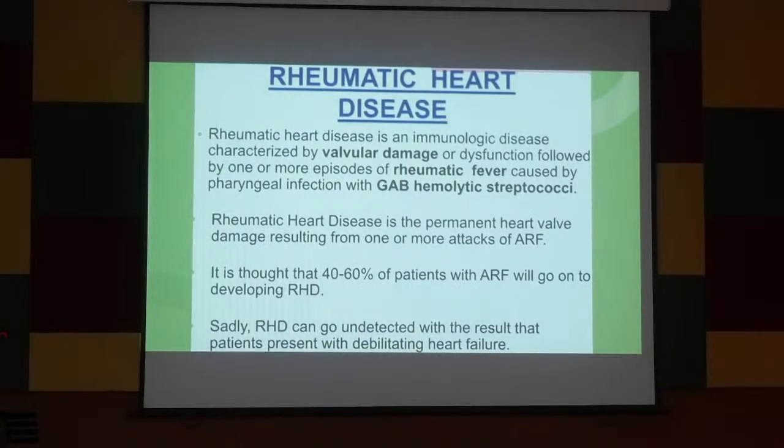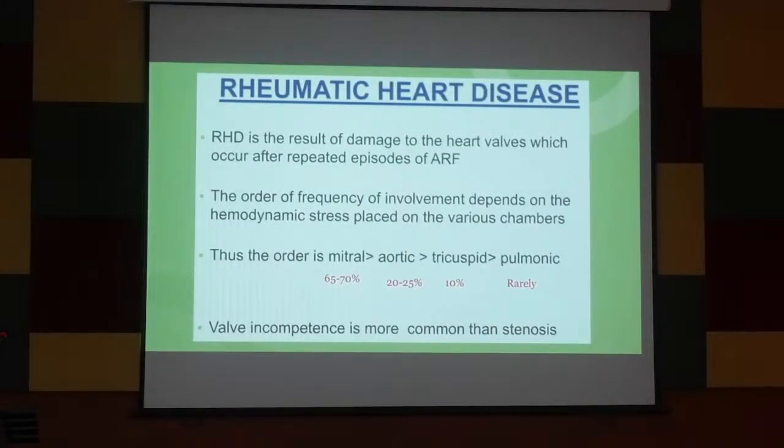So, what are the clinical manifestations in rheumatic heart disease? Valvular damage. So, how many valves do we have in our heart? How many cardiac valves are there? Most commonly involved is the mitral valve, then tricuspid, then aortic, and least is pulmonary. Why? Because it has a direct connection with the oxygenation source of our body. Permanent heart valve damage results from one or more attacks, and rheumatic heart disease can go undetected, with the result that the patient presents with debilitating heart failure and ultimately unfortunate demise. So mitral, aortic, tricuspid or pulmonary. Pulmonary is the least and the most common is mitral.